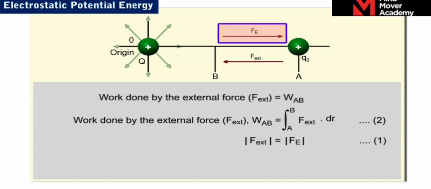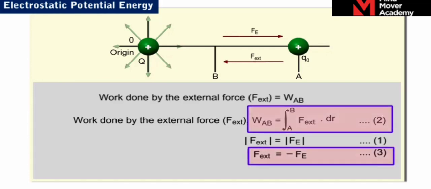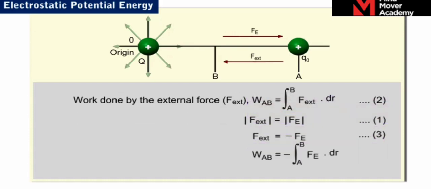But the direction of the electrostatic force Fe is opposite to that of the external force F. Therefore, we can say that external force F is equal to minus Fe. Let us label it as equation 3. Substituting the value of the external force F from equation 3 in equation 2, we get WAB is equal to minus integral Fe dot dr in the limits A to B. Let us label it as equation 4.